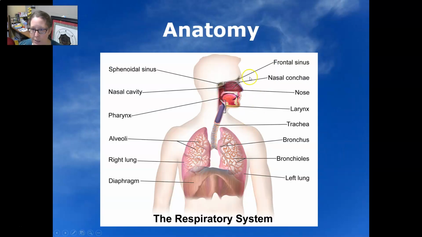All right, so there's the anatomy here of the respiratory system. We had our nose here, nasal cavity, and then we have our pharynx area here, and then air is going to go down through the larynx right here, down the trachea, and then we have our bronchi. So we have some bronchus here, then they get smaller and smaller into the bronchioles, and then we're going to look at the alveoli, etc. This is your diaphragm, then right lung, left lung.